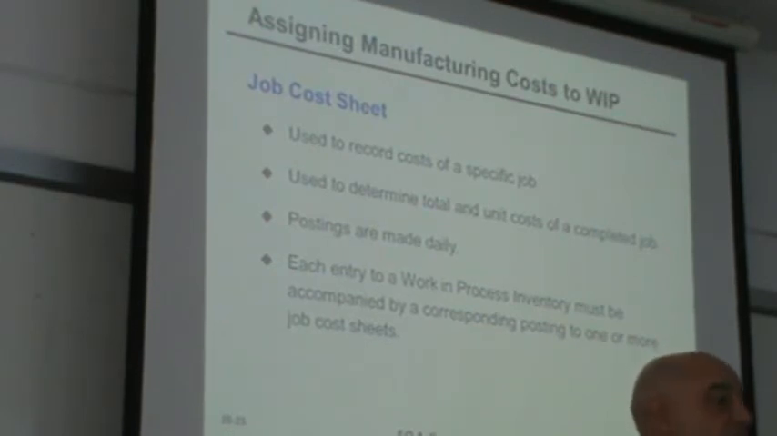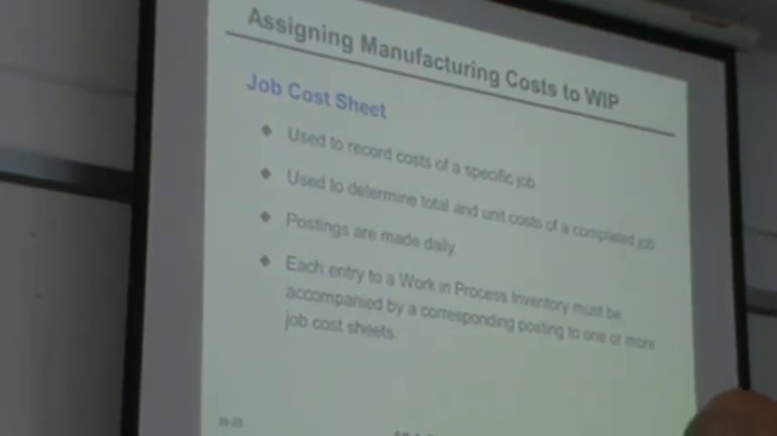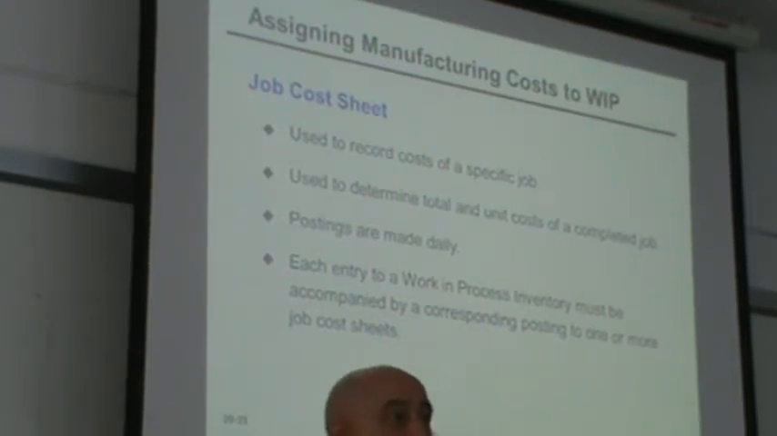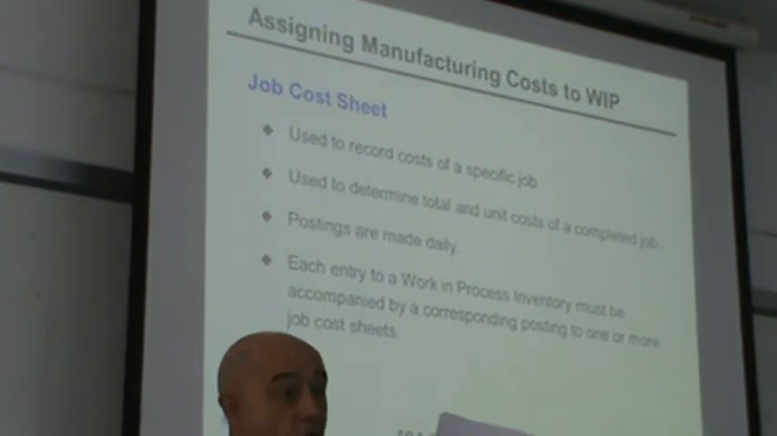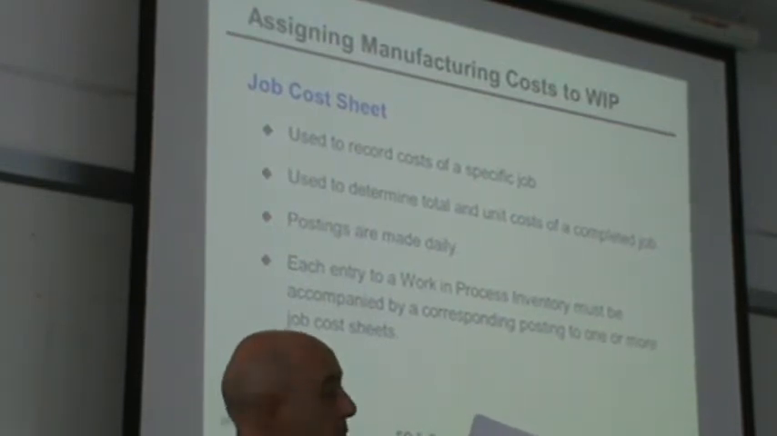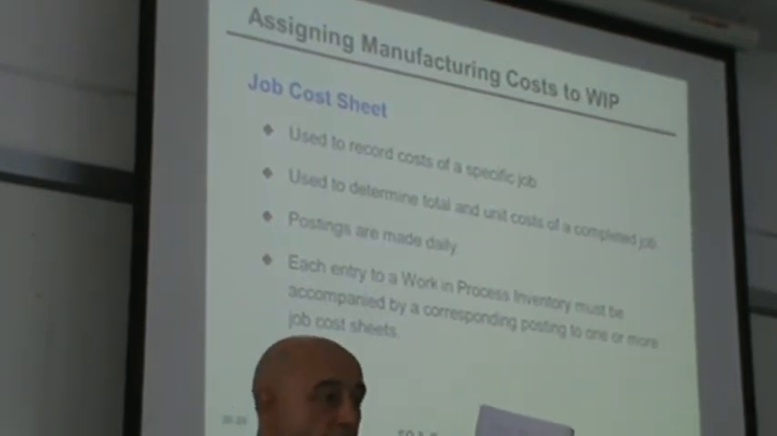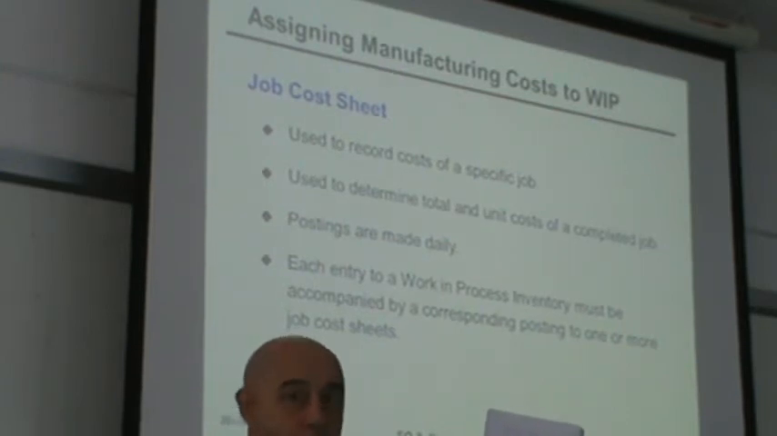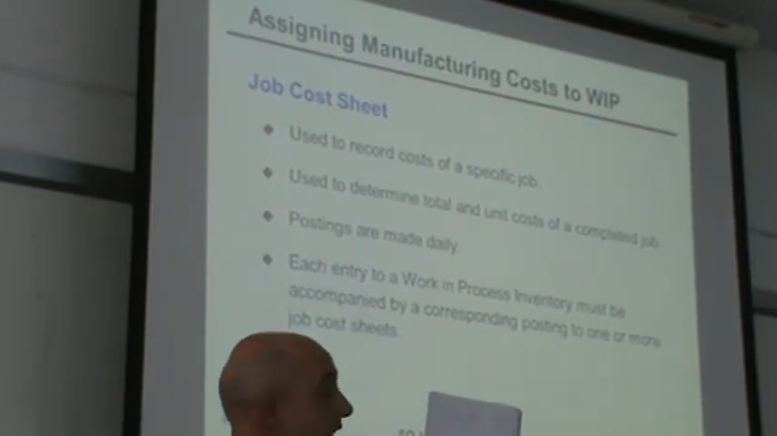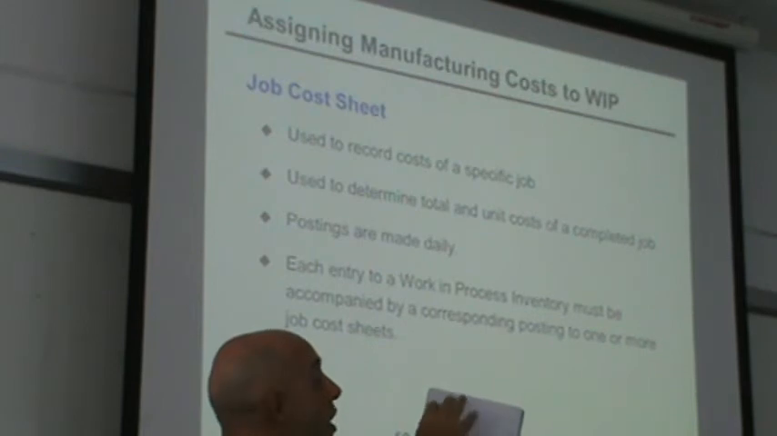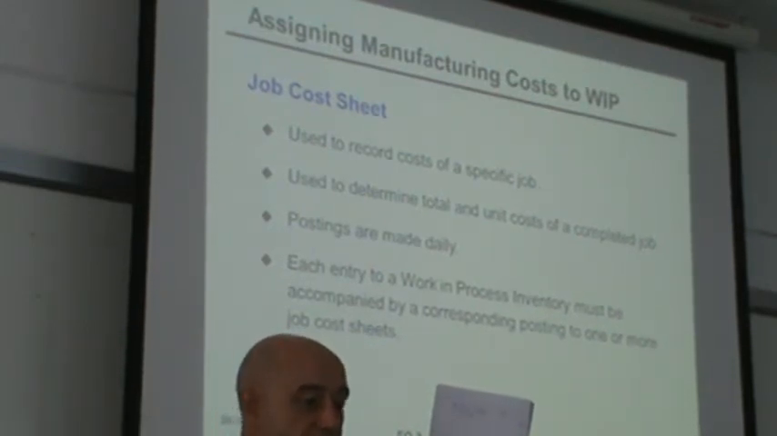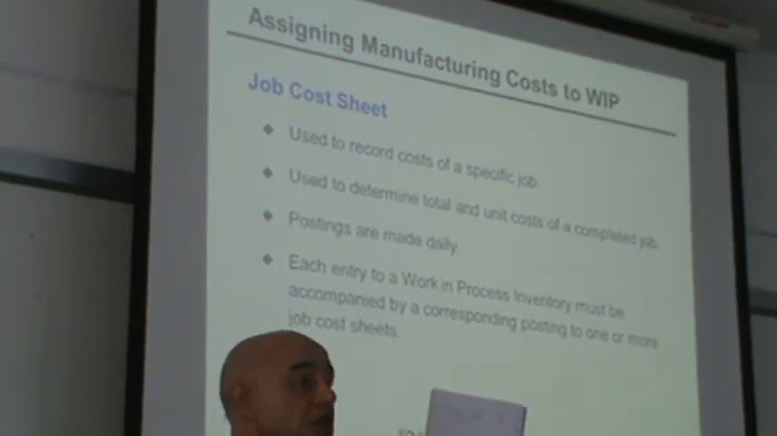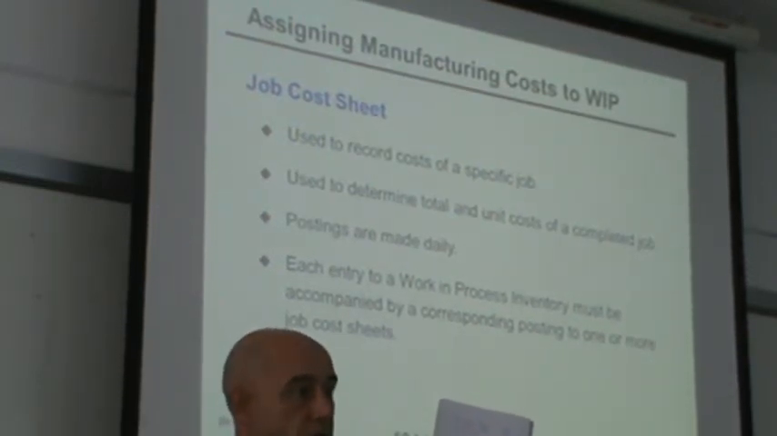What is a job cost sheet? Well, the job cost sheet is just a piece of paper for a particular job. Maybe the job is an accounting textbook. How much paper, how much toner, how much printer, how much glue, how much whatever, okay? It's simply a piece of paper where you accumulate all costs for a particular job.